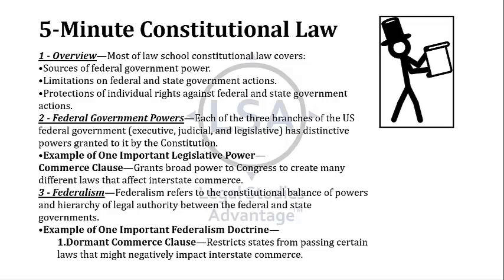Number 2, federal government powers. Each of the three branches of the U.S. federal government, the executive, judicial, and legislative, has distinctive powers granted to it by the Constitution. An example of one important legislative power is the Commerce Clause. This grants broad power to Congress to create many different laws that affect interstate commerce.